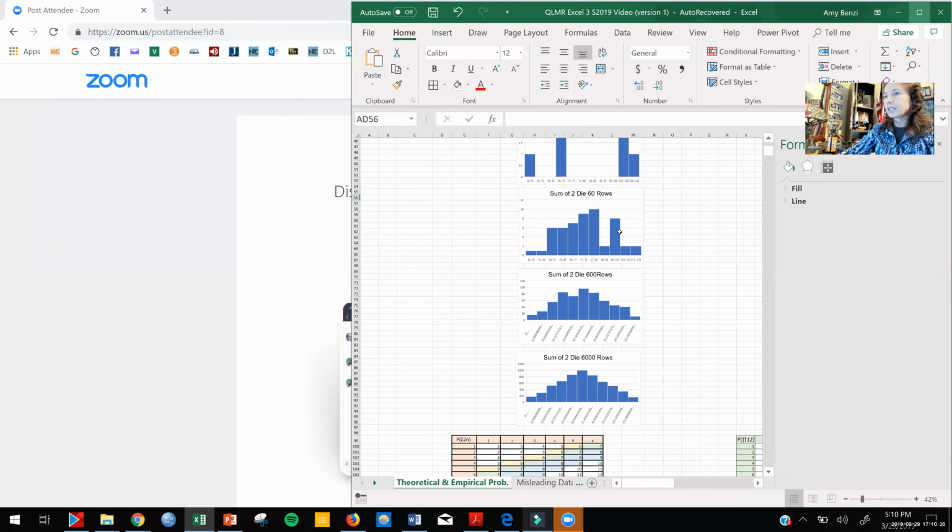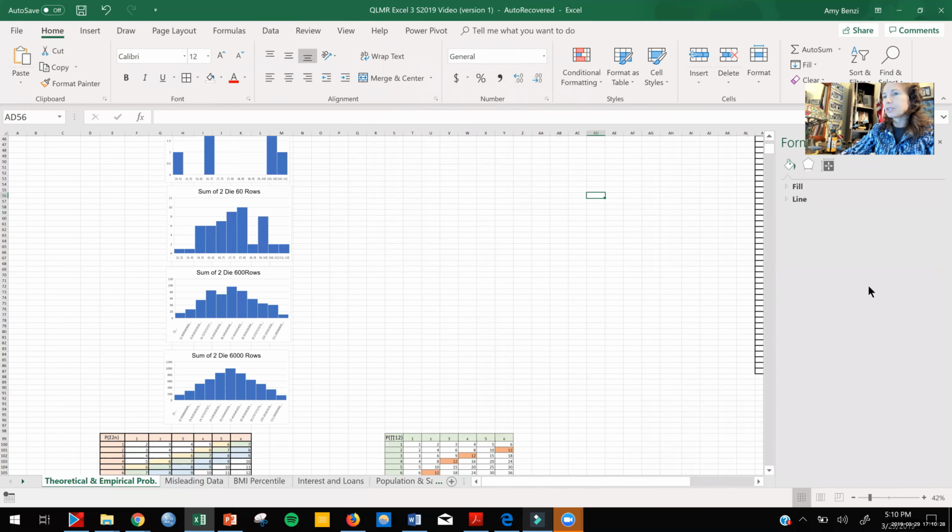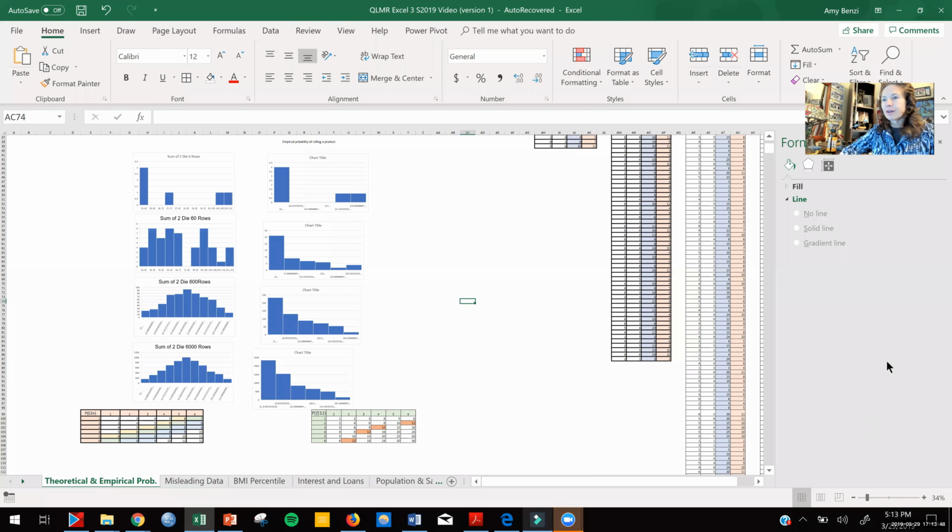Now we are going to do the multiplication. I'm going to pause the video and get the multiplication ones in here just to save us a little time because it's done exactly the same way. So hold on just a second. All right, so I have my bins created here.